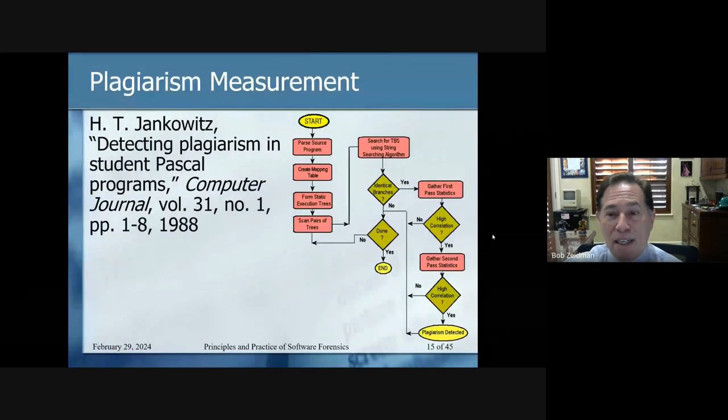So then after that, there was Jankowitz, a professor who published this algorithm for detecting plagiarism in Pascal programs. And you can see this flowchart. I'm going to come back to this in a little bit. Interestingly enough, I've been doing my work for about 20 years, and for the very first time that I can recall, I noticed that this chart actually says high correlation on it. It talks about correlation. I hadn't noticed before that someone else in this field had used the term correlation. But it's not clear what he means by that.